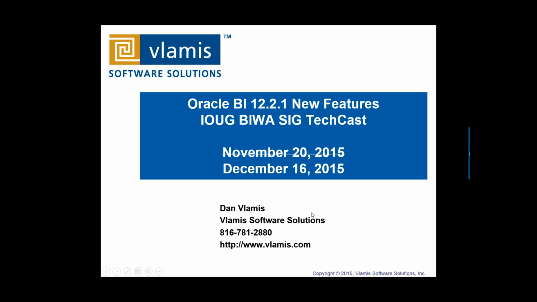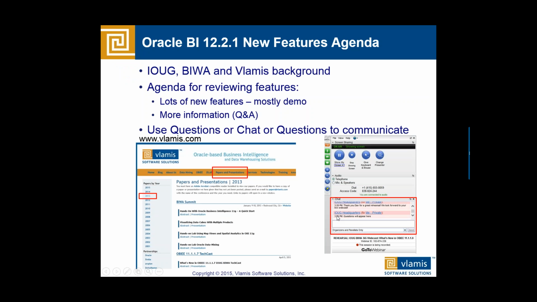This is part of a series of webcasts that we came out with after attending Oracle OpenWorld, and this is part of a series of independent Oracle User Group BWA SIG Techcasts. I originally gave this on November 20th, and then we're repeating this now on December 16th for those that missed that prior webcast. What we're going to go through today is a little bit of background on IOUG, BWA, and a little background on Vlamis very quickly, and then we'll get into reviewing the features.